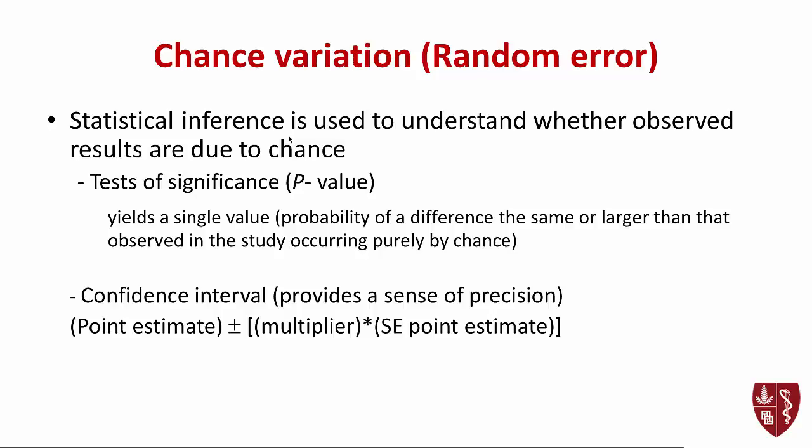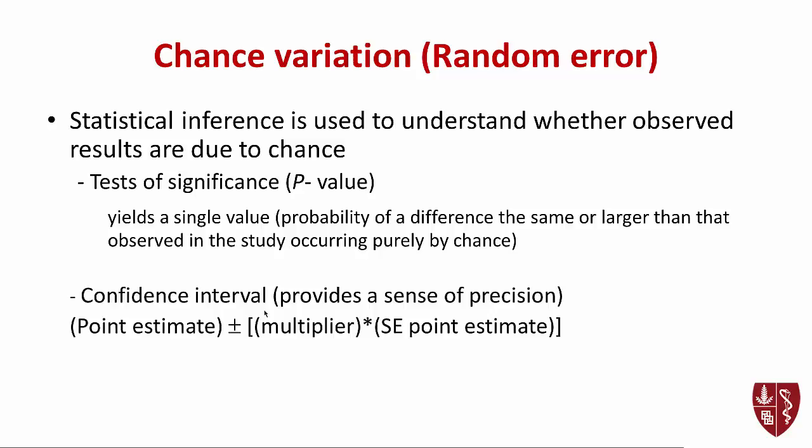Well, we use statistical inference to understand whether the observed results are due to chance. So yes, you all remember from your statistics days, we use tests of hypothesis testing, which gives us a p-value. So we do significance testing. And what's the p-value? It gives you a single probability, which tells you how likely is it that you're going to observe what you have found in this study or something more extreme just purely by chance. So if this p-value is really small, then we have evidence to reject the null and conclude that this exposure or this intervention is associated with the outcome.